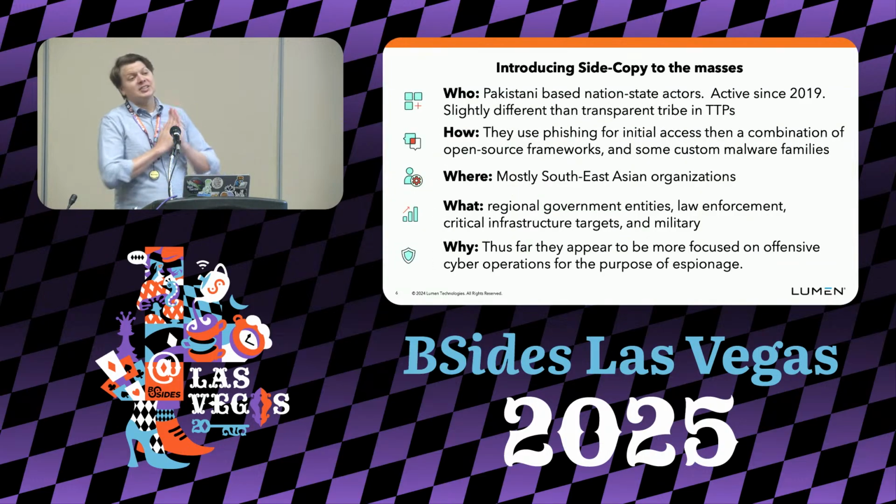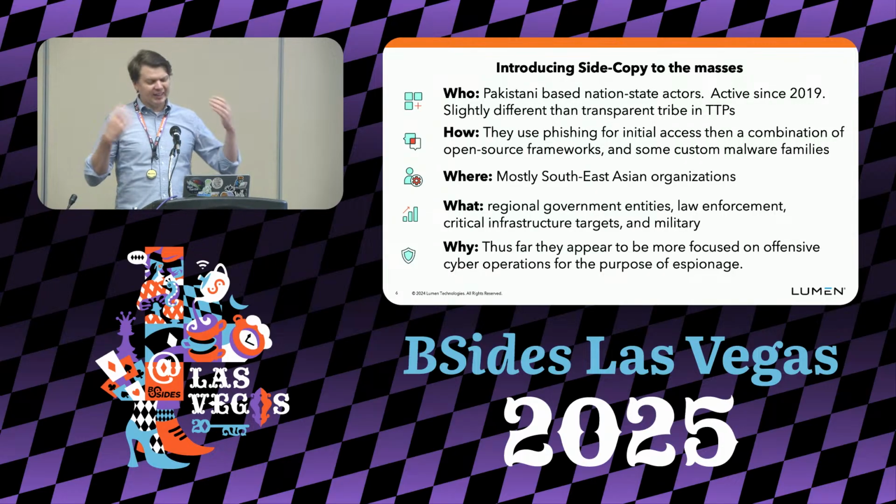All right. SideCopy. For those of you who are unaware of them, this was a Middle Eastern Pakistani-based group. They've been active since about 2019 based off some public reporting, and their TTPs are just a little bit different than the Transparent Tribe, if you're familiar with that group. They're known for predominantly using things like phishing and a combination of open source and custom frameworks. We're going to get into this one a little bit more. They're kind of just trying to evade EDR. They're not really going to be the most advanced, sophisticated group we've ever talked about before in the world.